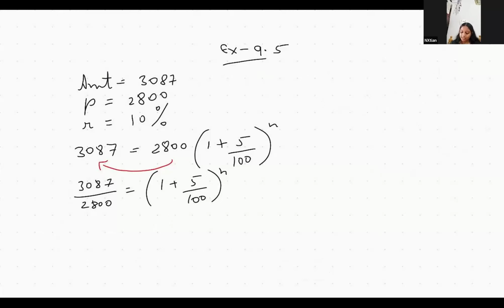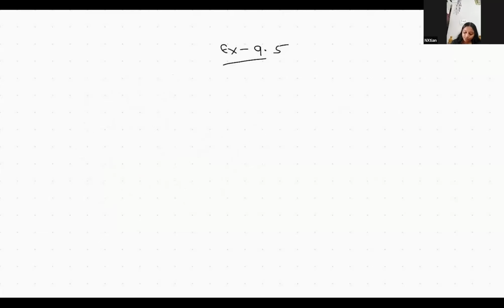I'm unable to erase it. Someone's cursor is working on the screen, so I'm unable to.